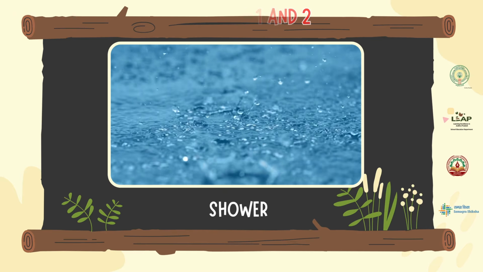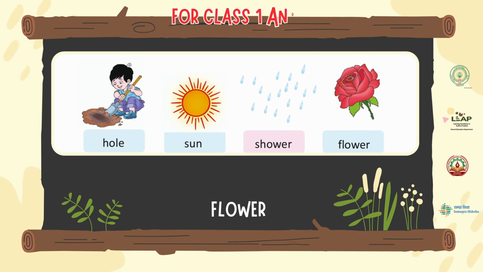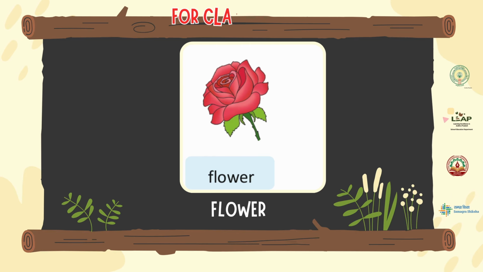The next one is flower. When a plant grows big and healthy, what do we see on it? Yes, flowers. A flower is the beautiful, colorful part of a plant. It makes the plant look pretty and smells sweet. Flowers come in many colors, that is red, yellow, pink, and white.